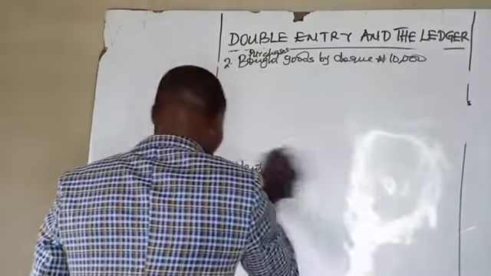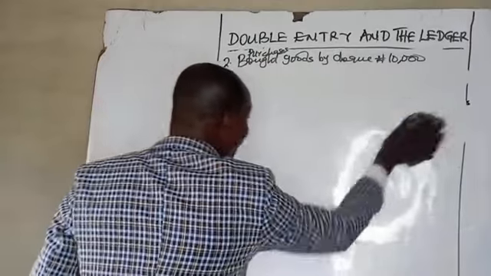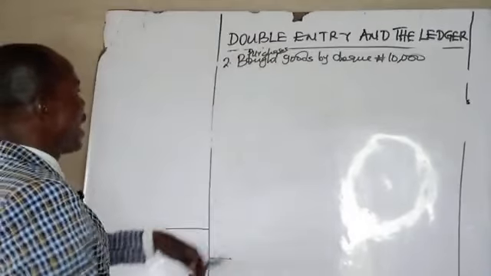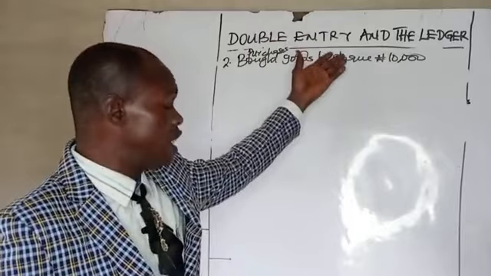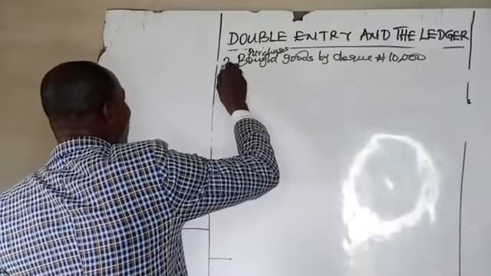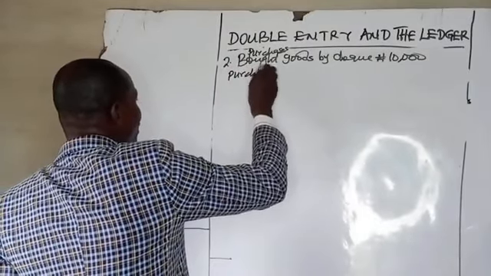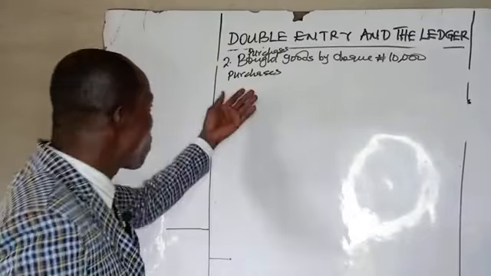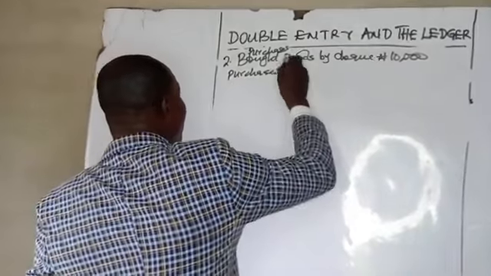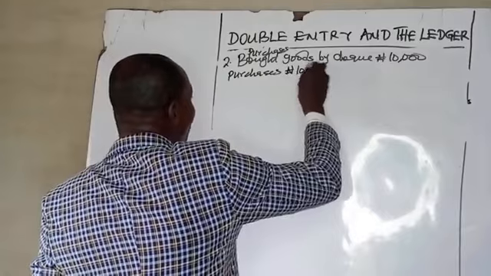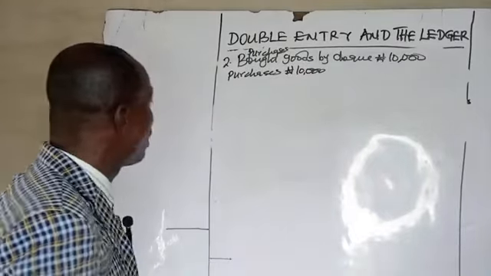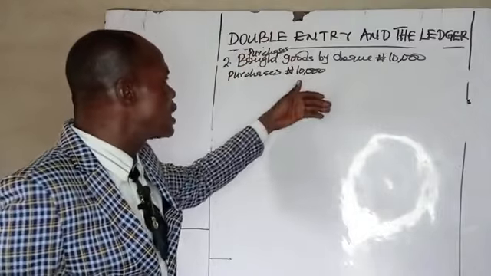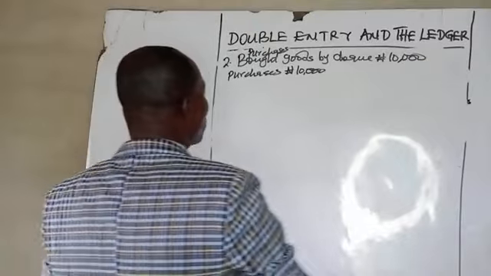When you see a transaction, the first thing you ask yourself is, what are the two accounts affected by this transaction? If you look at this, you are making some purchase. So that means automatically this will affect the purchases account. You are going to record 10,000 naira in the purchases account because the value of the goods bought is 10,000 naira. By what means were the goods paid for? It was paid by check.